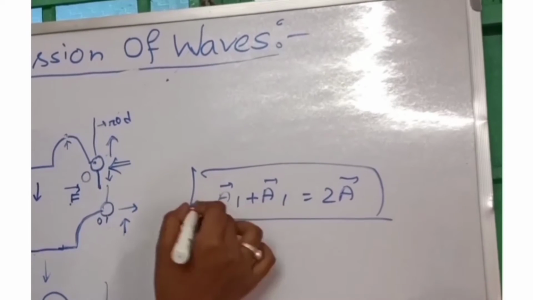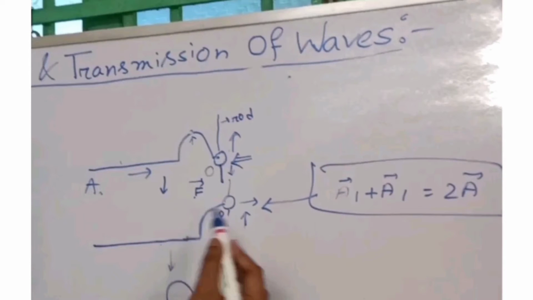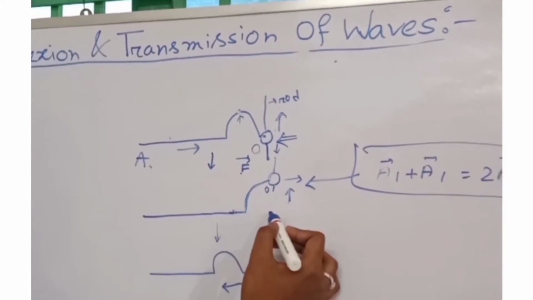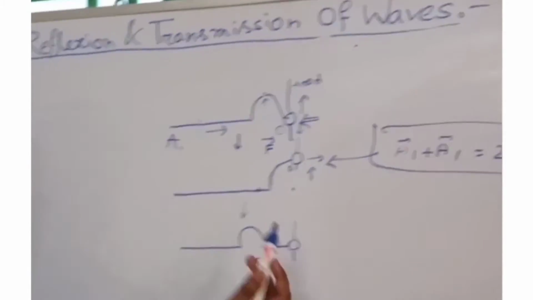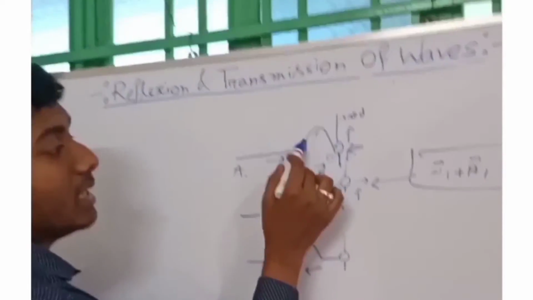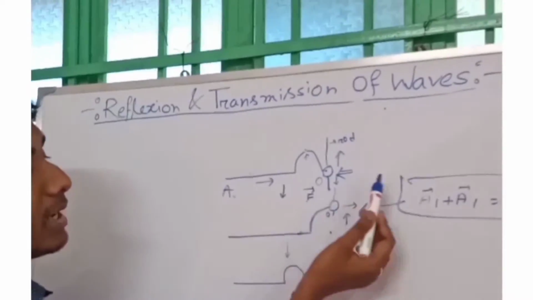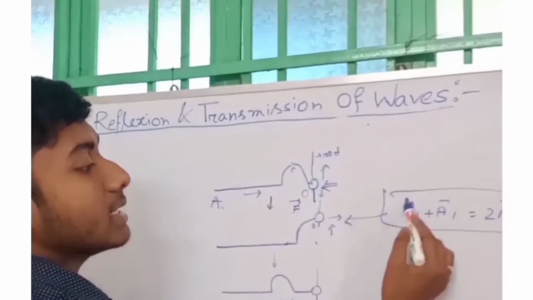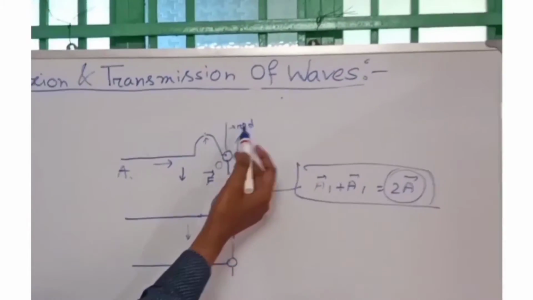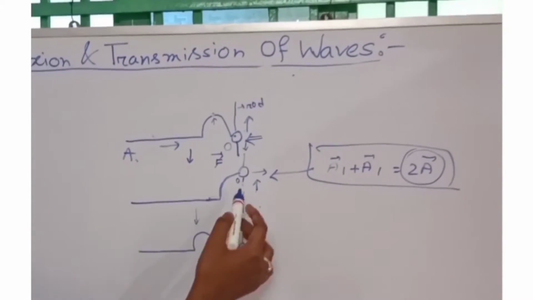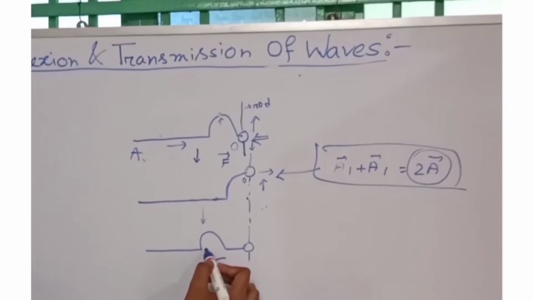This case has happened here. A force A1 plus A1 equal to 2A1 is created at this point O, such that the resultant of this wave and the wave created from rightward is 2A. After reflection from this rod, the wave looks like this.